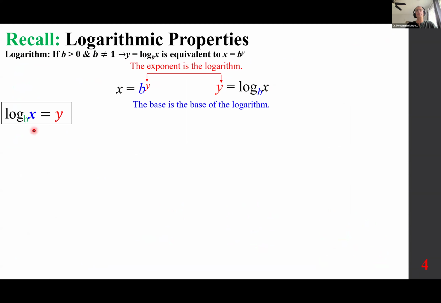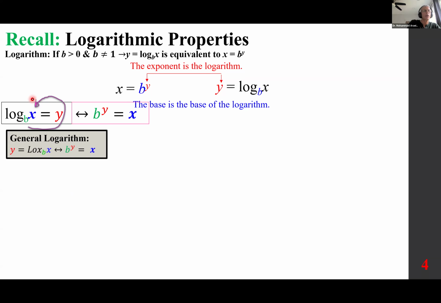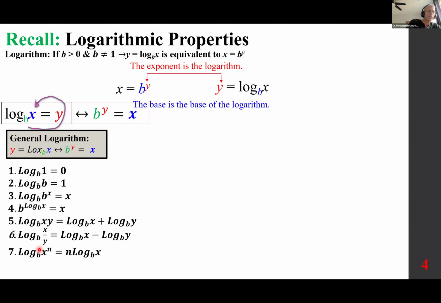So to have a better understanding of that, if you look at this one and the following arrow, just follow the arrow, b to the power of y is x. And if we can go from one format, logarithmic format, to exponential format, and vice versa, that means the properties will be understood easily. So in the general case, as I mentioned, this means b to the power of y equals x.